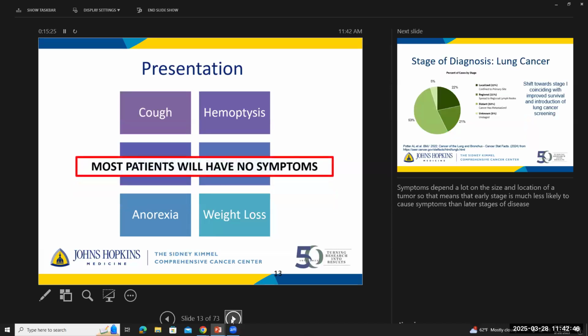But unfortunately, most of our patients actually are not going to have any symptoms at all. And we still have a high number of cases that are either incidentally caught when they come in for something else, or they're very late stages when they develop, and again, they come in for some other reason, and we kind of find the cancer incidentally.